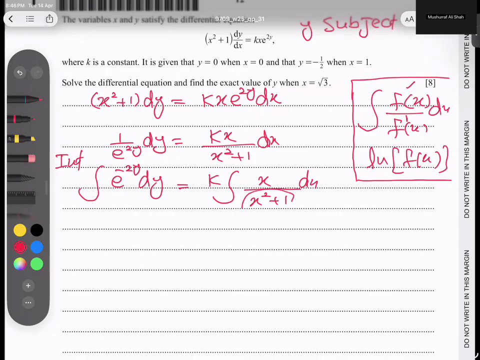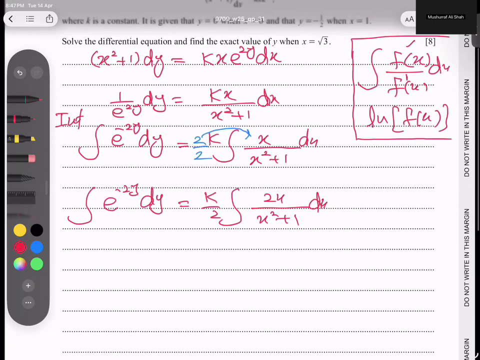So what is this derivative, students? 2x. Is 2 available? Not available. Multiply by 2 and divide by 2. The upper 2 will go inside. So basically I get k by 2 outside, and here I got 2x over x to power 2 plus 1 dx. Now I can integrate easily, and I'm sure you got the point why I have done so.